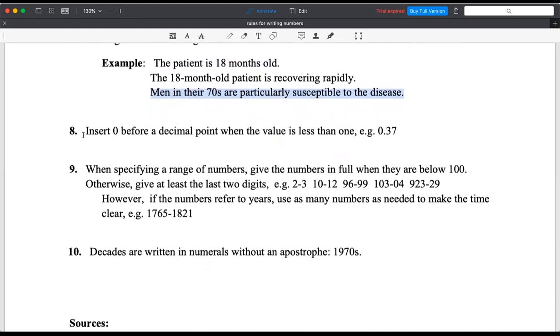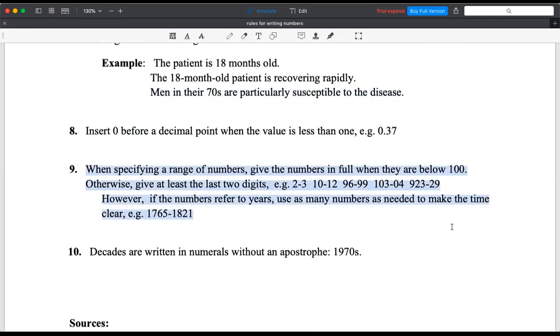Rule number 8 says we need to insert 0 before a decimal point when the value is less than 1. For example, 0.37 is lower than 1, so I must insert 0. The rules of writing numbers in English are considered absolutely essential in professional writing. Make sure that you follow all these rules. You can also review these rules if you like.